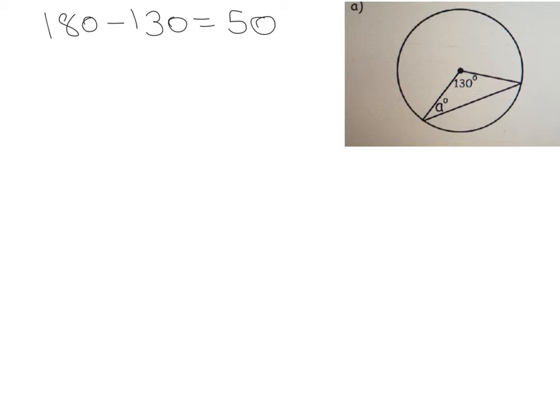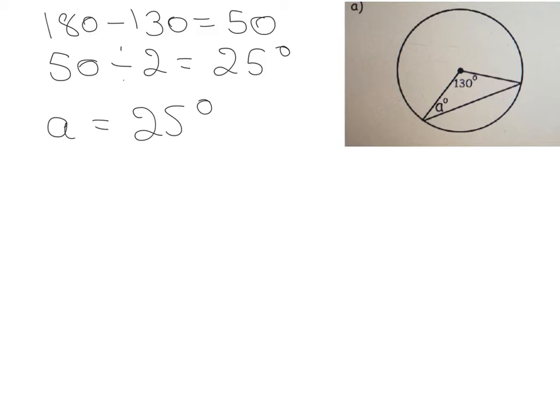Angles in a triangle add up to 180 degrees. So this angle here, plus this one add up to 180. So we're going to do 180, take away 130 is equal to 50 degrees. That 50 degrees is going to be split equally between that angle and that angle as they are the same. So 50 degrees divided by 2 equals 25 degrees. So A is equal to 25 degrees.